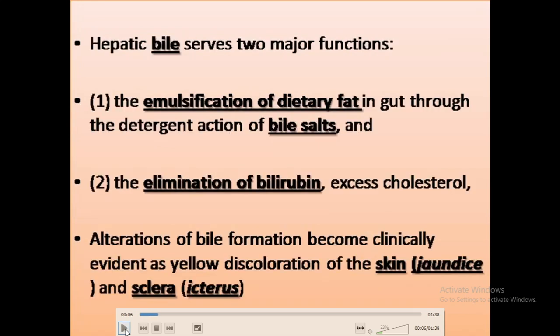Hepatic bile serves two functions. First, emulsification of dietary fat in the gut through the detergent action of bile salts, and second, elimination of bilirubin and excess cholesterol. Alterations of bile formation become clinically evident as yellow discoloration of the skin, known as jaundice, and of the sclera, known as icterus.